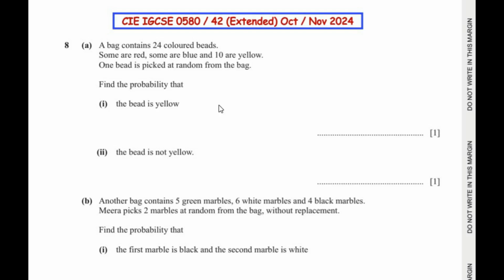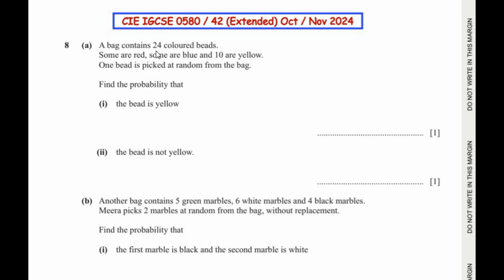In this video we are going to solve the 8th question from 058042 extended paper from October-November 2024. Now this question is from probability topic. A bag contains 24 colored beads. Some are red, some are blue and 10 are yellow. One bead is picked at random from the bag. Find the probability that the bead is yellow.